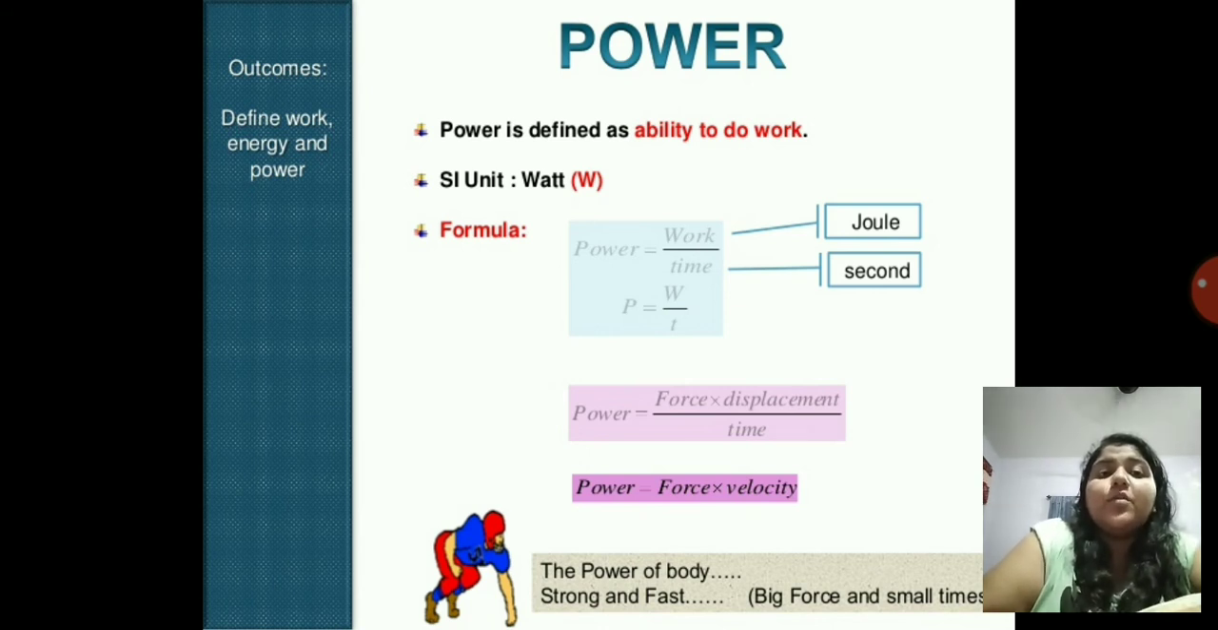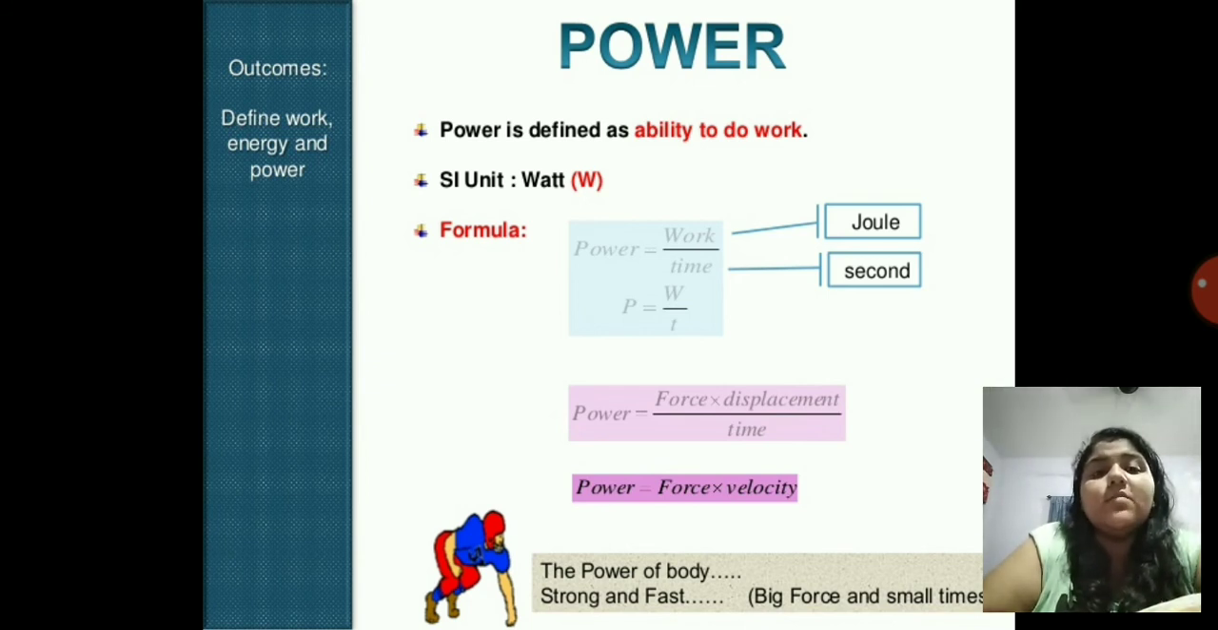And for the power formula, the work done formula is force into displacement, and displacement upon time is also velocity. See over here, firstly they gave power is equal to work upon time. Then they substituted the work formula, force into displacement, and then they substituted displacement upon time and gave the name velocity. So the final formula is power is equal to force into velocity.